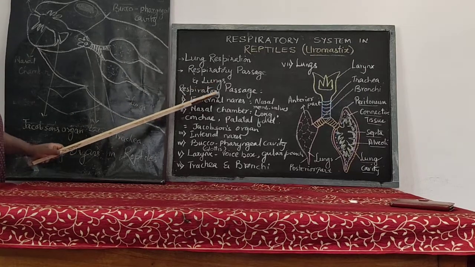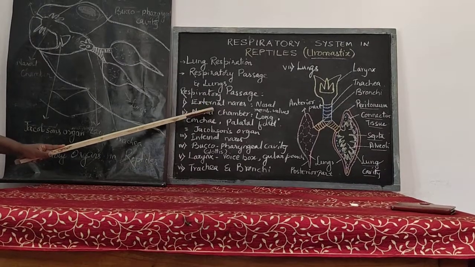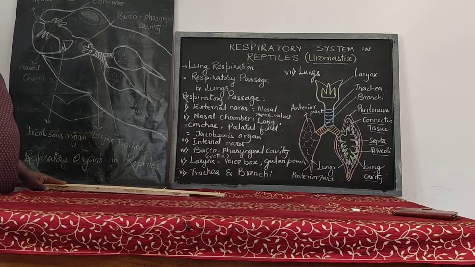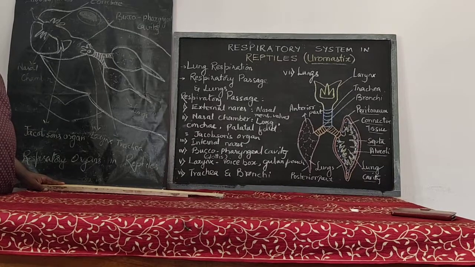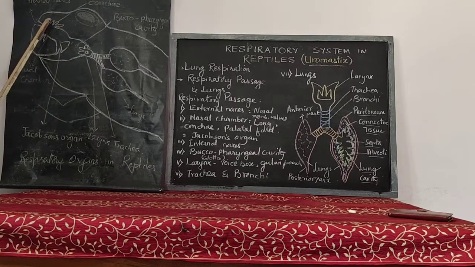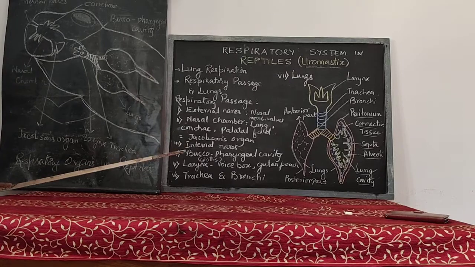To start with the respiratory passage, the first part is the external nares. They are paired oval openings that are seen on the upper jaw in the snout area, which are responsible for the intake of atmospheric air.